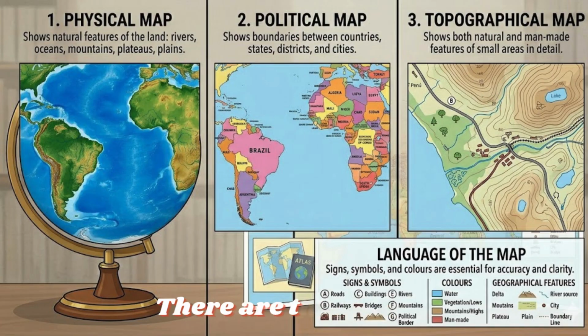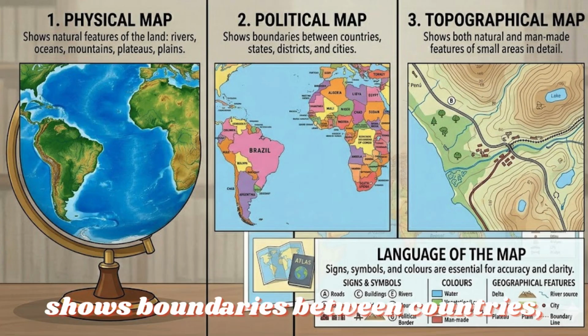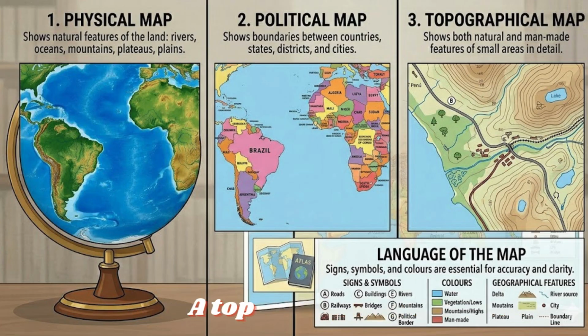Types of maps. There are three main types of maps. A physical map shows natural features of the land such as rivers, oceans, mountains, plateaus, and plains. A political map shows boundaries between countries, states, districts, and cities. A topographical map shows both natural and man-made features of small areas in detail.